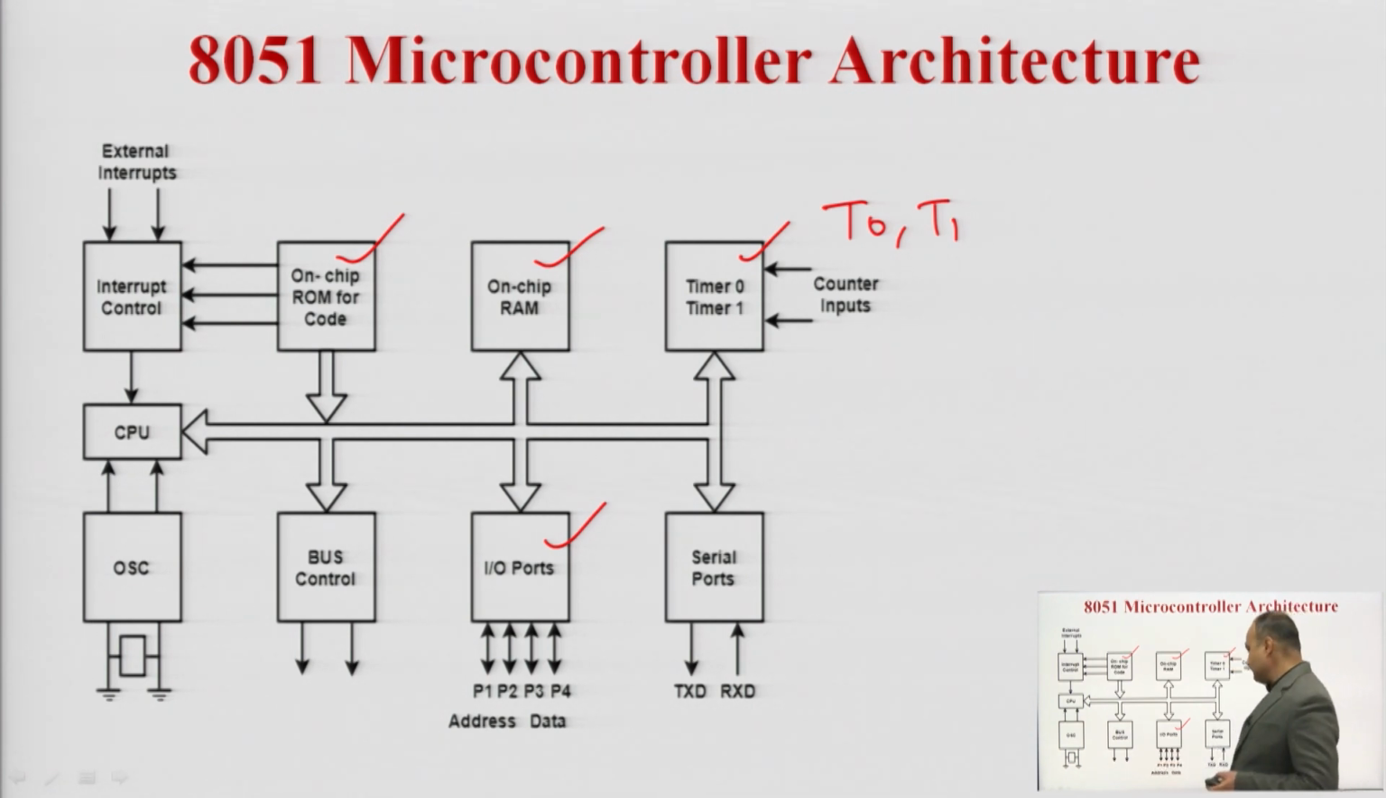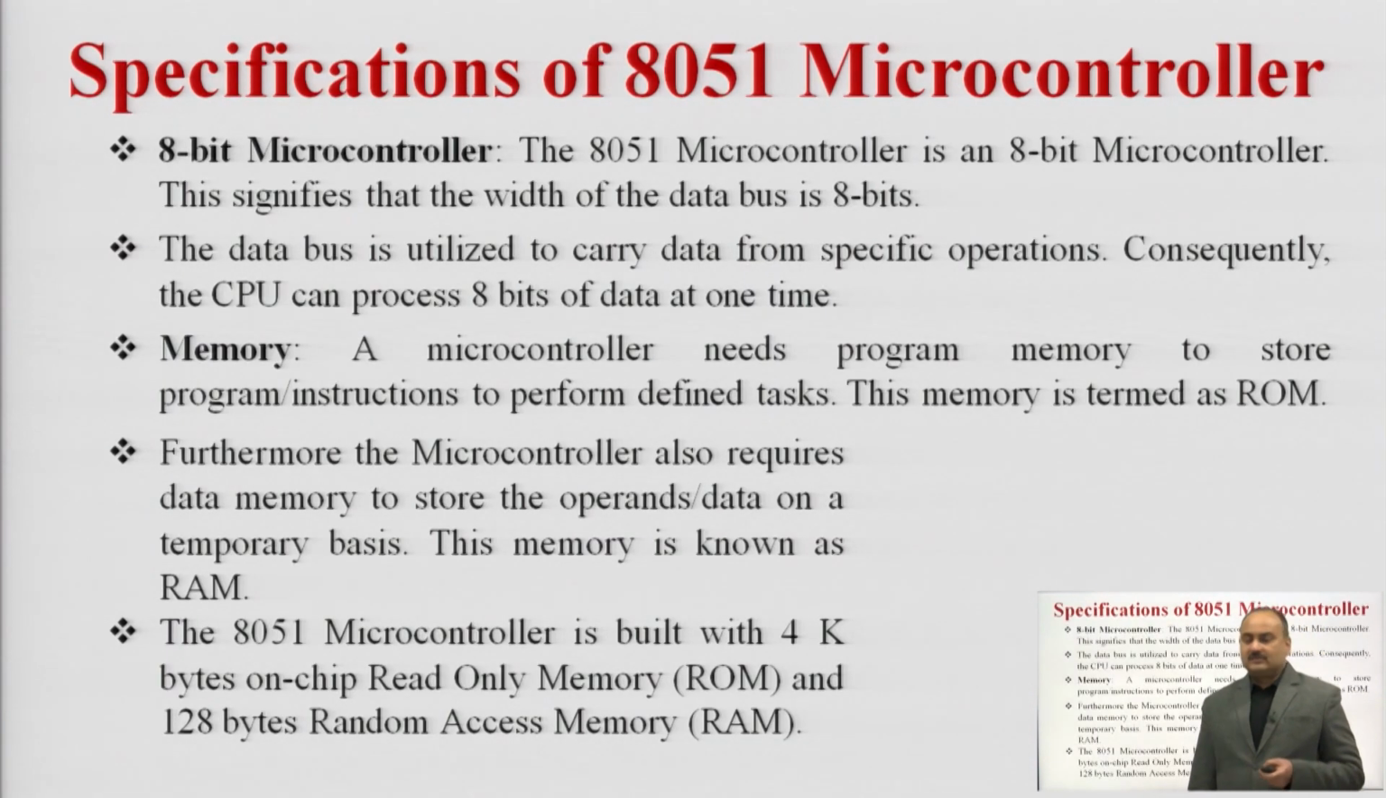So, there are 4 input output ports in the 8051 microcontroller. Then we have one serial port which consists of a transmitter and receiver to transmit and receive the signal. Then we have the central processing unit and the interrupt control unit. So, this is the architecture. Let us see the function of each and every subunit of the 8051 microcontroller.